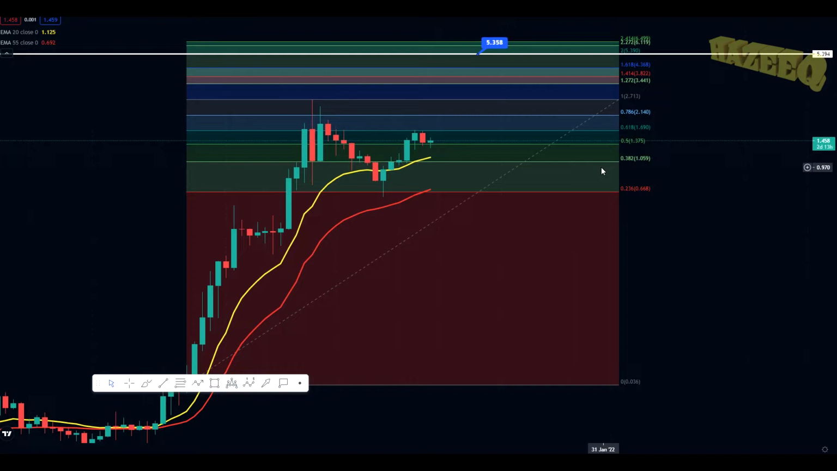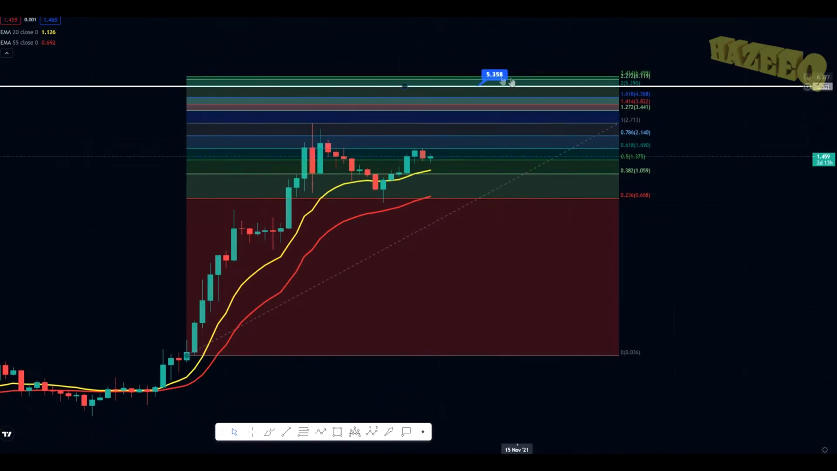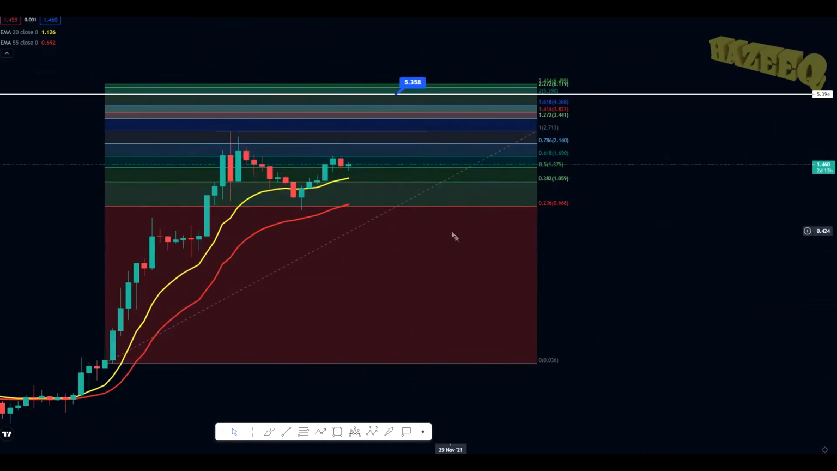Today we're going to be taking a look at Polygon Matic. I do want to say that I'm not a financial advisor and you should do your own research before investing money into crypto. With that being said, let's jump into the weekly chart.